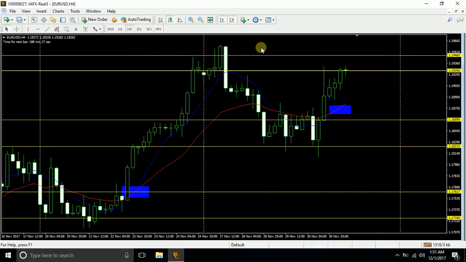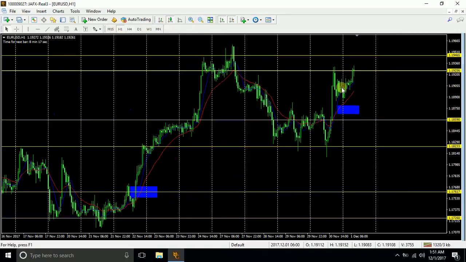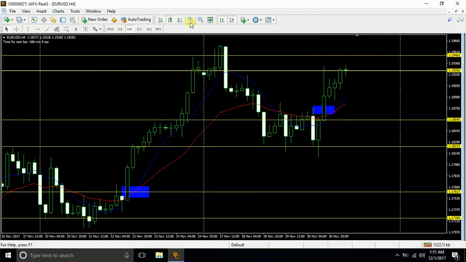But let's go back a little more. Now back at the 4-hour chart, we see we're pushing up to this level. We're pushing up through this level, and we had a cross here, which is going to show on our 4-hour chart here.